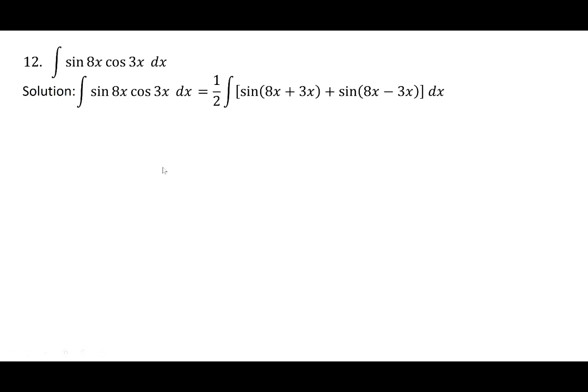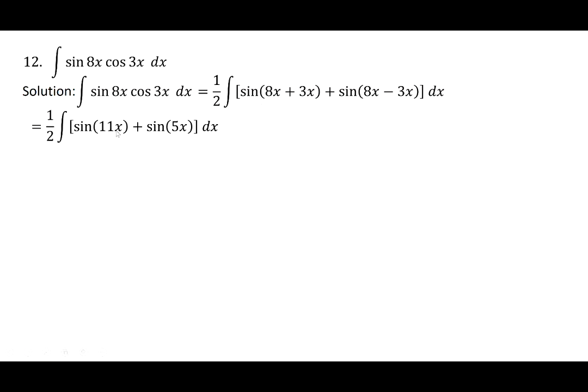Integral of sine 8x cosine 3x. Does that look like the integral of sine a cosine b? Isn't that sine of a plus b plus sine of a minus b? That's exactly what I did. I said that's equal to 1/2 the quantity sine of a plus b plus sine of a minus b. And so that is 1/2 the quantity sine of 11x plus sine of 5x.